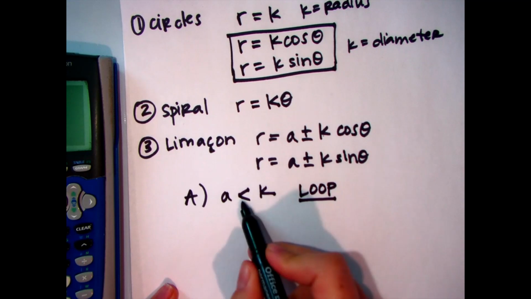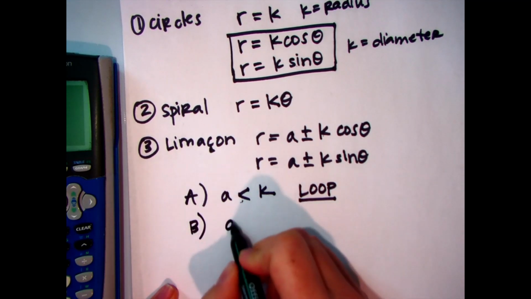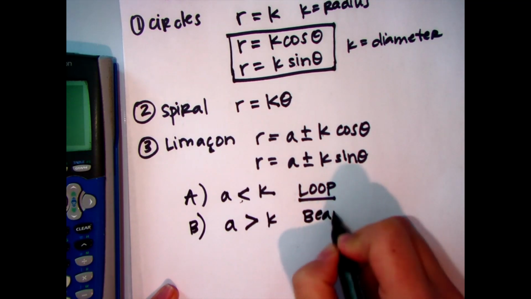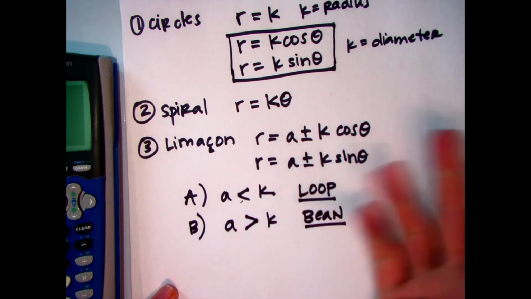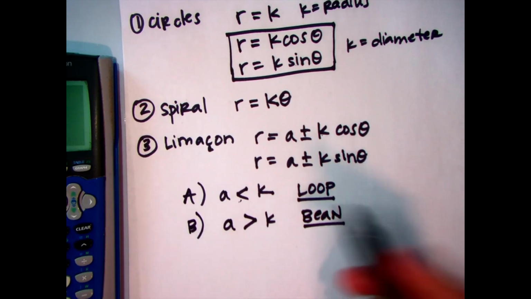If a is less than k, it produces a loop. If a is greater than k, there's lots of different words for this. It produces what I like to call a bean. It's a dented circle, or I'll show you.